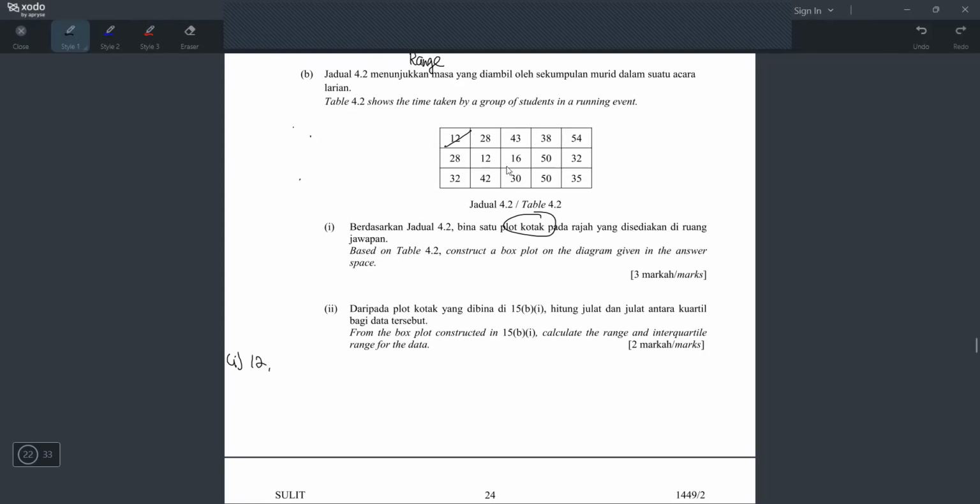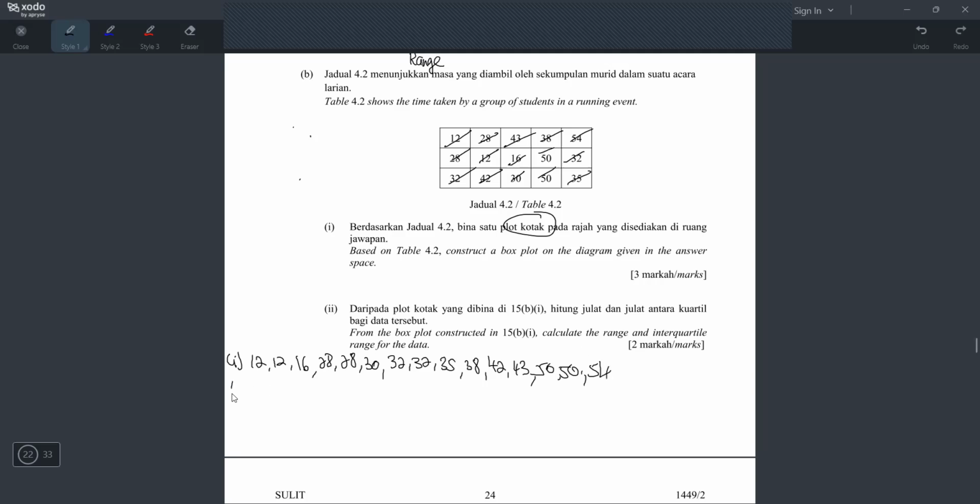So 12, yang ni just arrange saja. Paling kecil. And then 12 ada lagi satu. And then 16. Okay. And then followed by, what's the next one? 28 ah. Yeah, 28, right? Yeah, 28. Tapi ada dua. So 28, 28. Next, 30. And then 32, 32. And then 35 first. 35 baru 38. So 35, 38. And then 42, 43. And then 50, 50. And then the highest number here is 54.